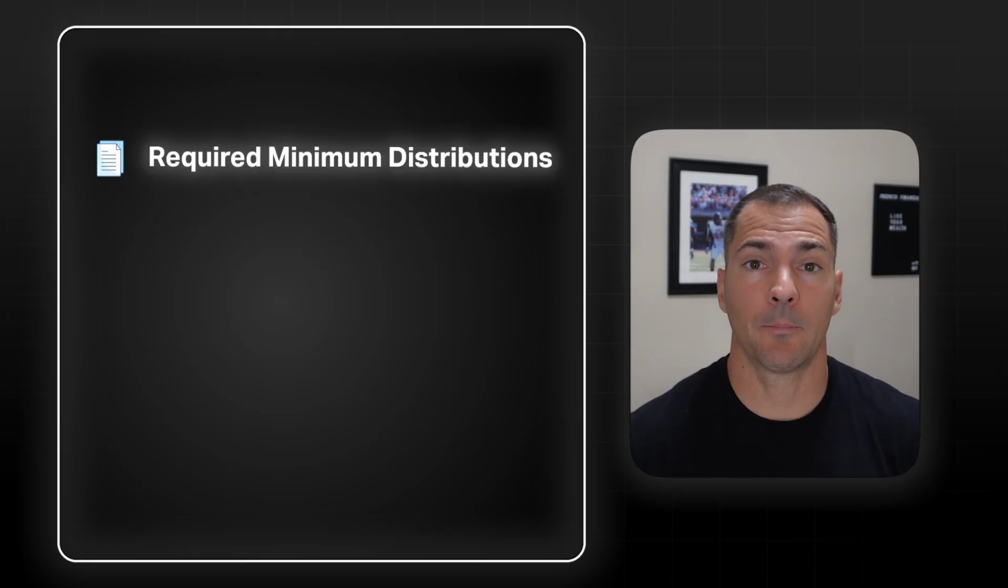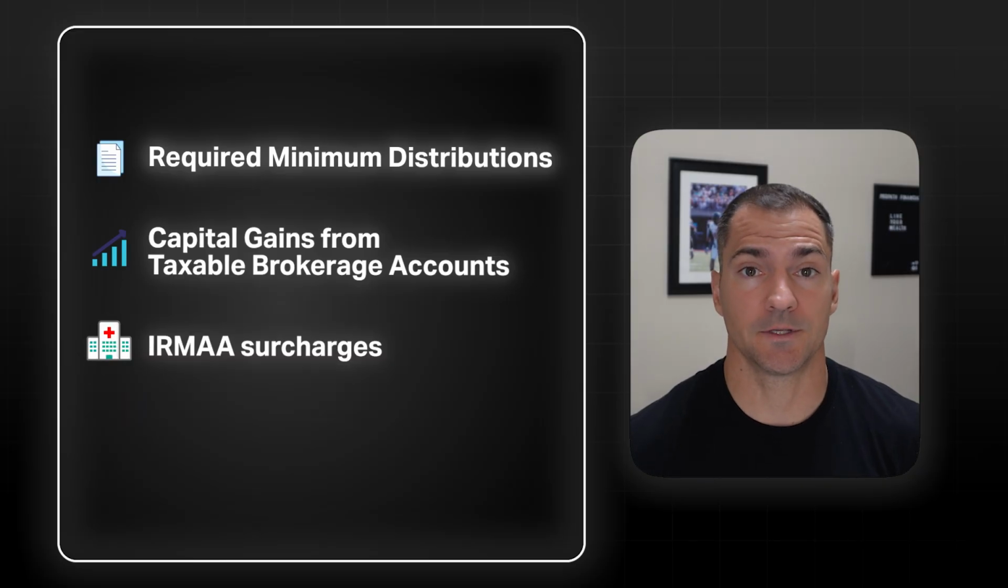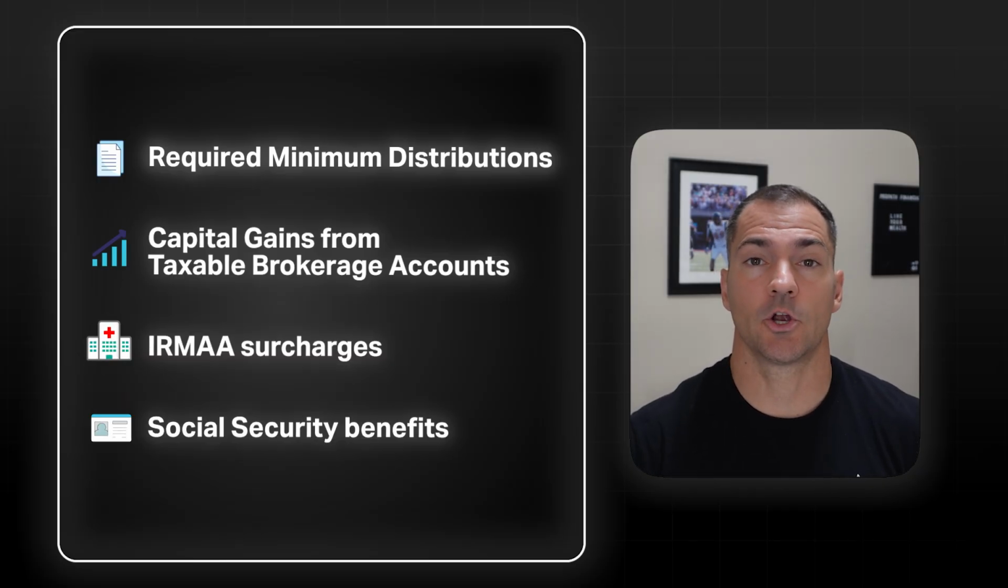We're going to flow into capital gains from taxable brokerage accounts, then to IRMAA surcharges because your income's getting higher, and then lastly, Social Security benefits because there's a really significant tax trap.